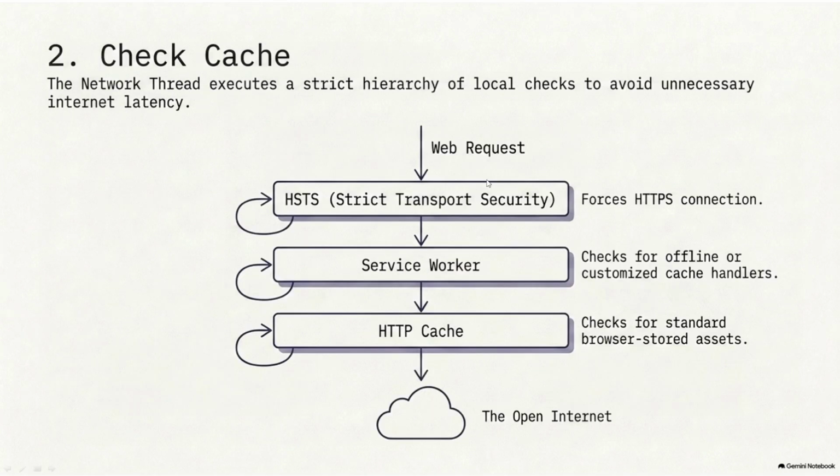Then in the second step, it will check the cache. The network thread executes a strictly hierarchical set of local checks to avoid unnecessary internet latency. What it means, friends, is it will check the local cache or the service worker to see if that URL has already been hit previously or not. If it has been hit previously, it will take the response from there and it will not go to the internet. And if it's not there, it will go to the internet directly. So it will check the service worker, HTTP cache, everything.